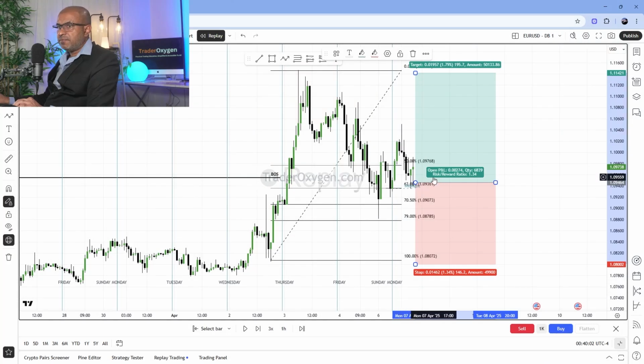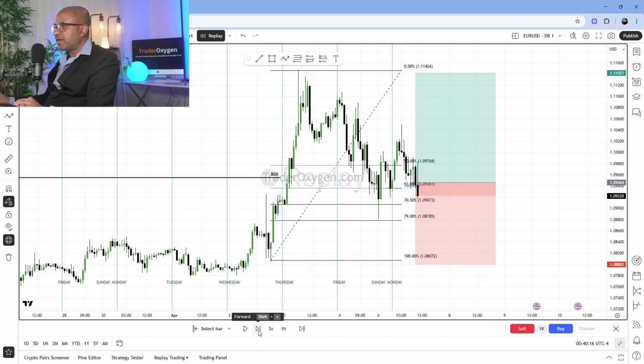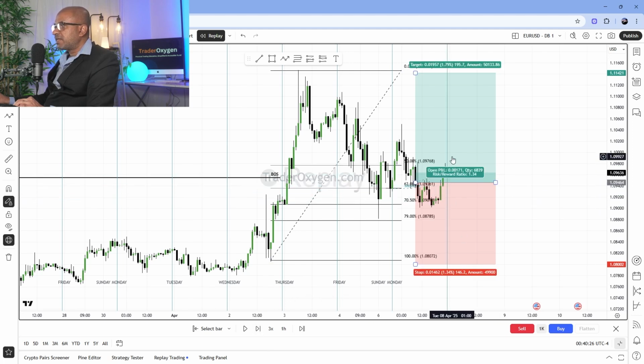Now let's see what the price is doing. You can see the price came and tagged our entry. So now we are in a buy entry. So let's see what the price is doing. The price went up to 70.5 and let's see what the price is doing. And you can see the price came up.